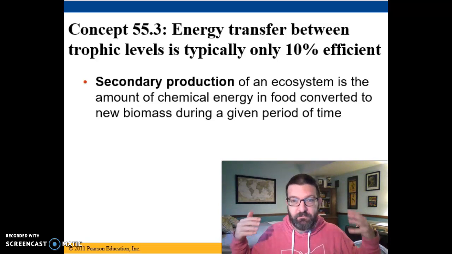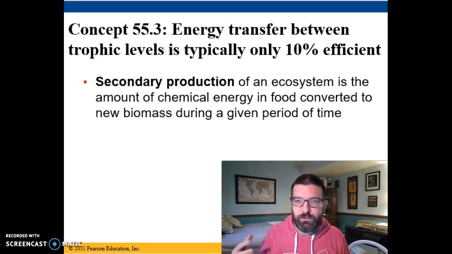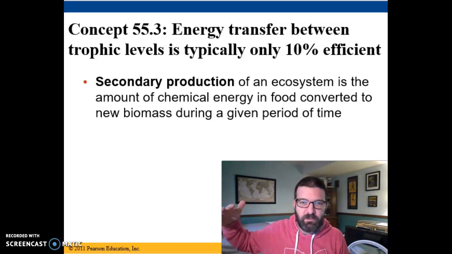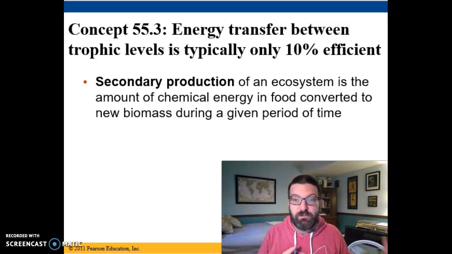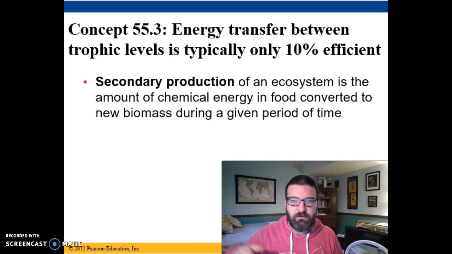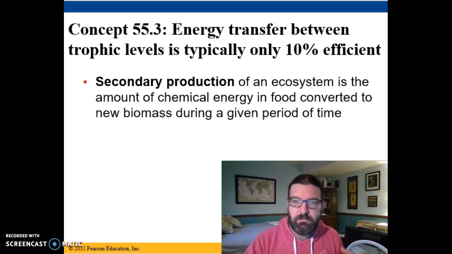Primary production is the amount of solar energy that is captured by producers and turned into chemical energy. And secondary production is the amount of that chemical energy that is converted into new biomass, so the next trophic level up. So how much of that producer biomass that was produced by primary production is then moved up to herbivores, and how many of those herbivores are moved up to carnivores, etc., etc. And those numbers aren't the same. Secondary production is much, much lower.